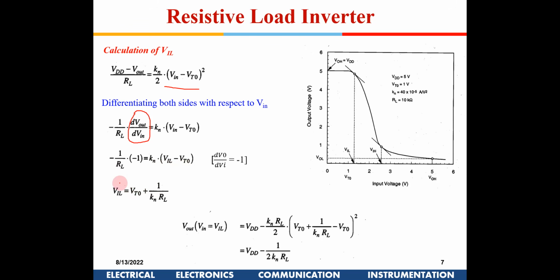So from here I can just bring these things here, so I get VIL is equal to VTO plus 1 by Kn RL. Okay. Here also you can clearly see the effect of VTO. If I have higher VTO, like the threshold voltage is higher, I will have a higher noise margin on the low side. Okay.